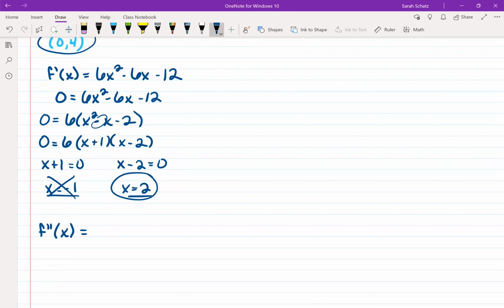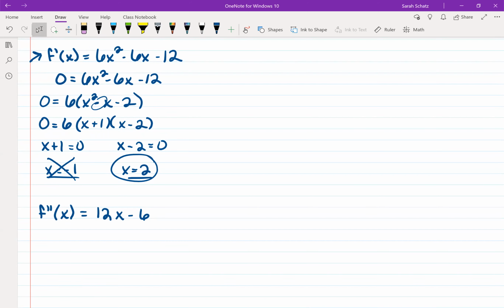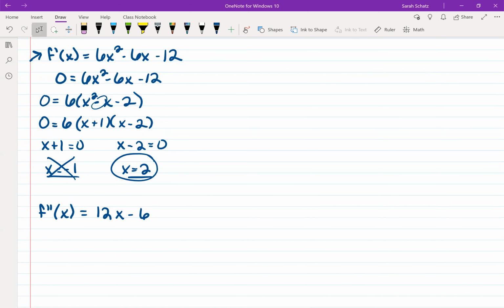Go from the first derivative up here and take the second derivative. You could always do this at the beginning, so you just have it. It doesn't really matter when you do it. I've taken the second derivative, so that was easy. I get the second derivative equals 12x minus 6. All right, so how do I test my critical point? I put it into the second derivative and see what happens. When I put a 2 in here, the second derivative at 2 is 12 times 2 minus 6. So 24 minus 6 is 18.